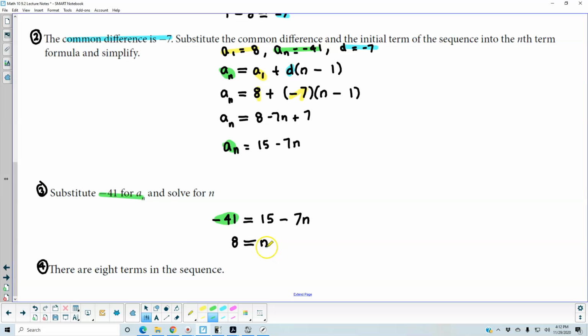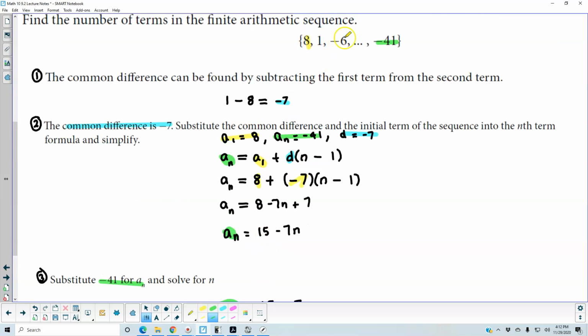So what does that tell us? That tells us that there are 8 terms in the sequence. So n is telling us how many terms are actually in this sequence.